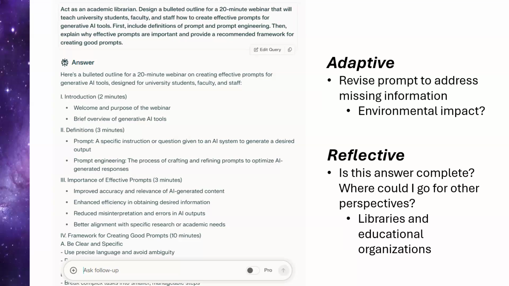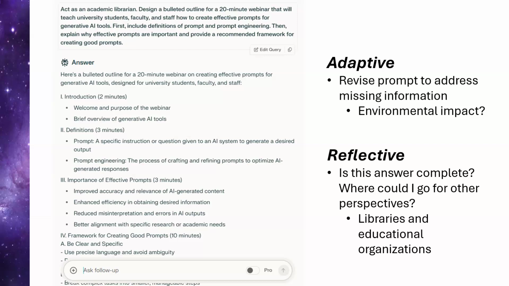And to be reflective, or the R in CLEAR, I asked myself, is this answer complete? And where could I go for other perspectives? So in this case, I ended up searching the internet for information on how other libraries and other librarians are teaching effective prompt design. And it was by consulting those sources that I was able to get more insight, including some debate on this topic. And that was more than I would have known if I had only relied on the AI tool as my only resource.